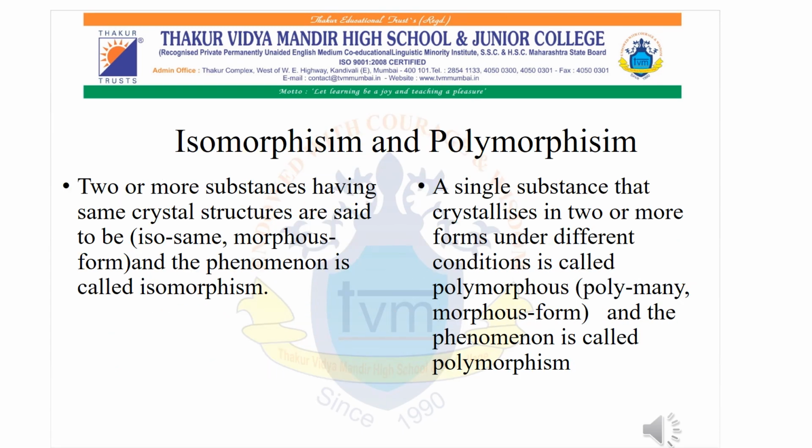Isomorphism and polymorphism, that is, similarity or dissimilarity in crystal structures of different solids, is described as isomorphism or polymorphism. Now let's see what isomorphism means. Two or more substances having the same crystal structure are said to be isomorphous. In these substances, the chemical combination has the same atomic ratio. It can be 1:1, 1:2, 1:3 as per the chemical combination.